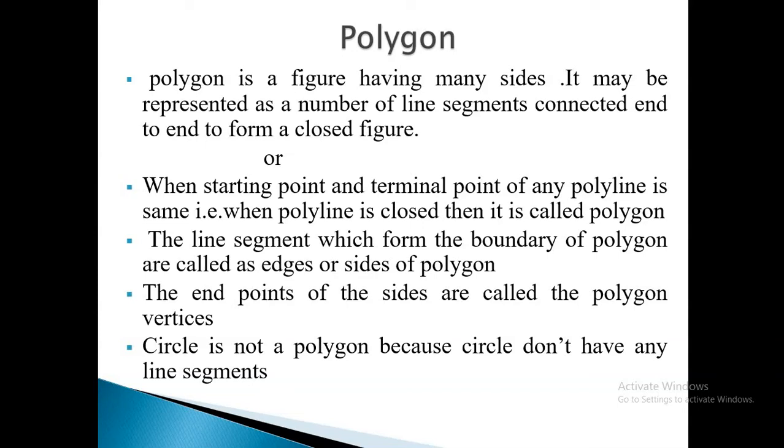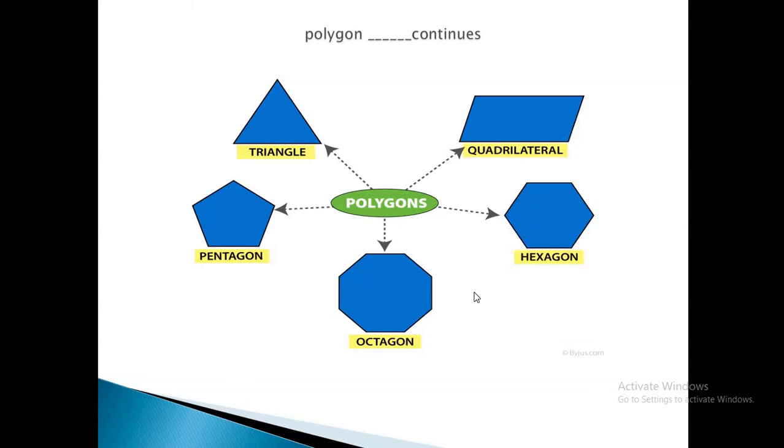Okay, then the next topic is the polygon. A polygon is a figure having many sides, and it may be represented as a number of line segments connected end to end to form a closed figure. Here are the different polygons: triangle, quadrilateral, hexagon, octagon and pentagon. We call it a polygon because it has a closed loop.